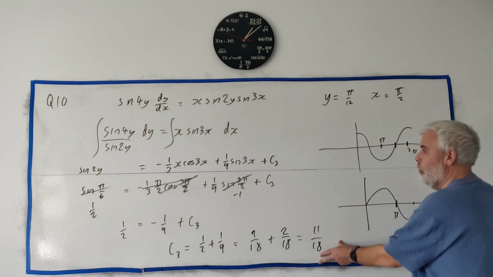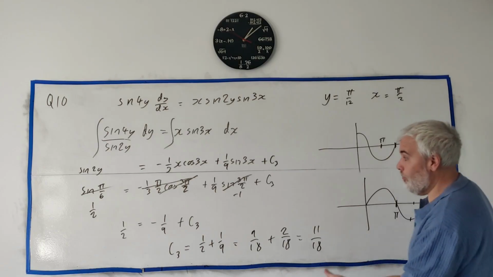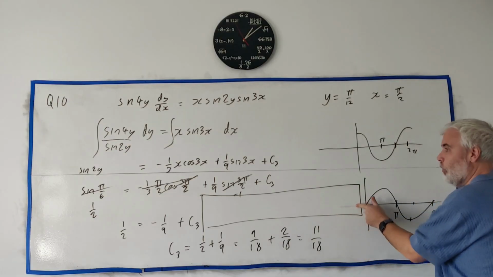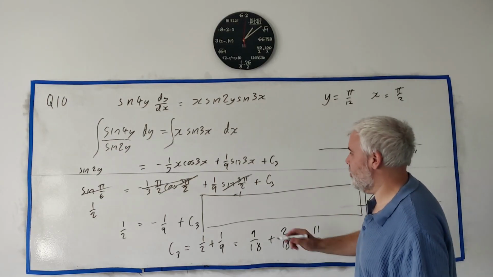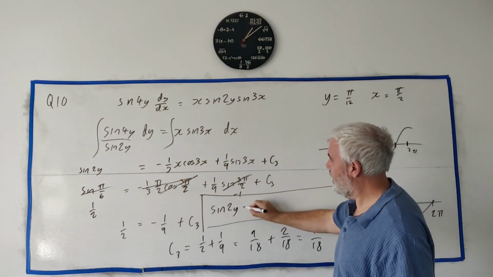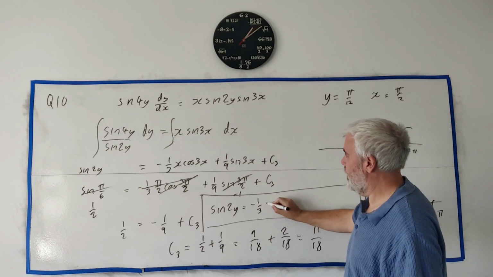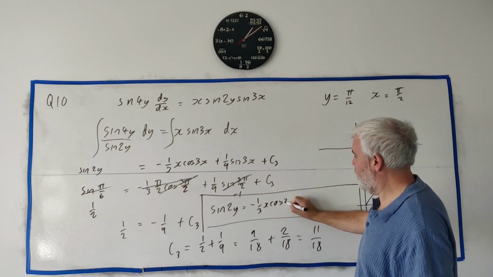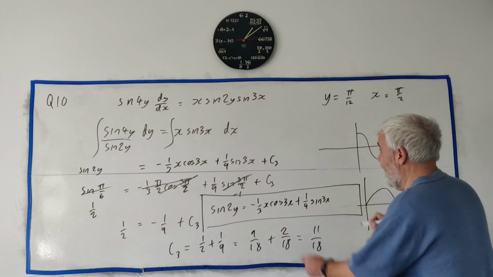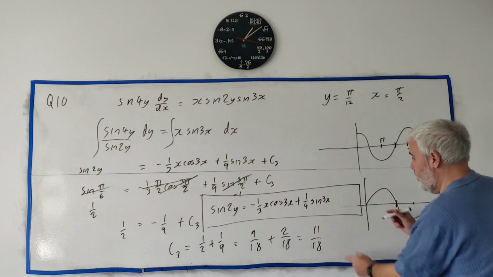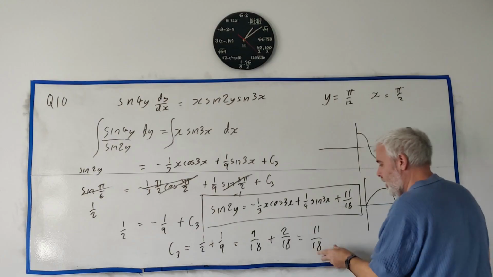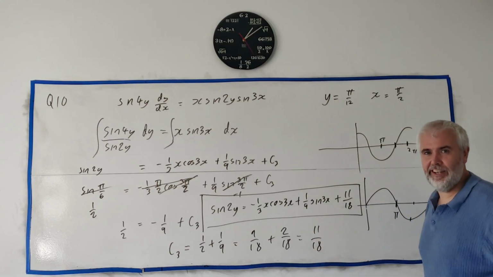I think you would get full marks for this, but maybe not. Let me just squeeze in a box here. What the examiner really wants to see is your final answer, this line here again. Sine 2y is equal to minus 1 over 3 x cosine 3x plus 1 over 9 sine 3x, and instead of just a constant, they wanted you to write 11 over 18. This is definitely full marks.